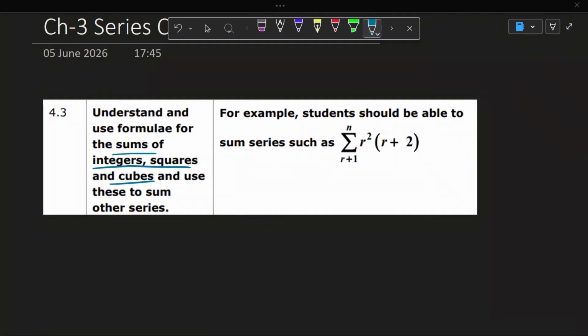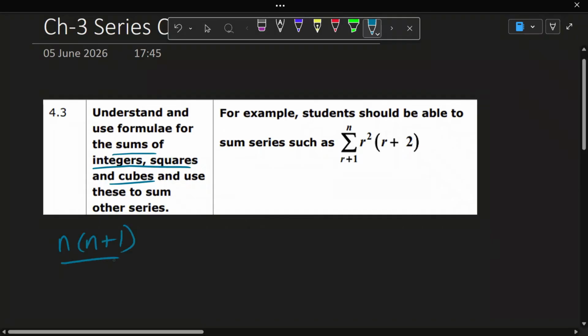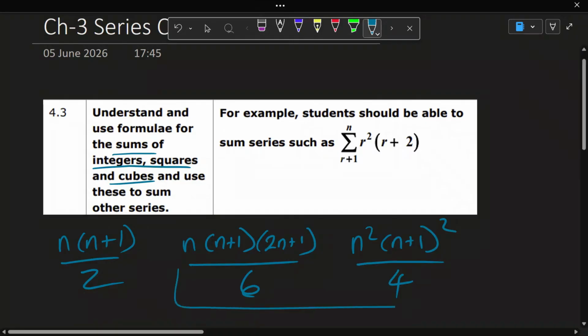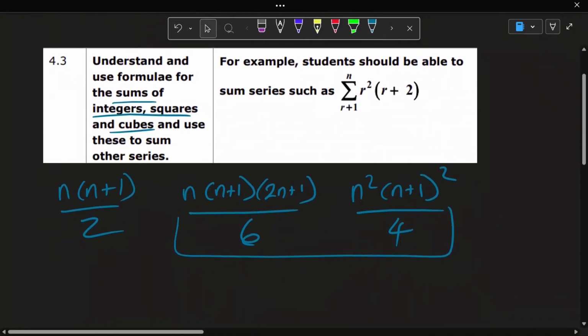The formulae that you need to know are, for the sum of integers, n(n plus 1) over 2. The sum of squares is n(n plus 1)(2n plus 1) over 6. The sum of cubes is n squared (n plus 1) squared over 4. The first two are given to you in the formula booklet, but this one you need to remember yourself.